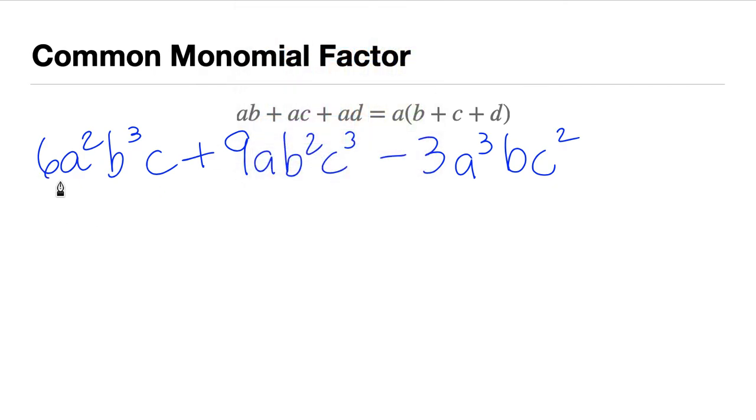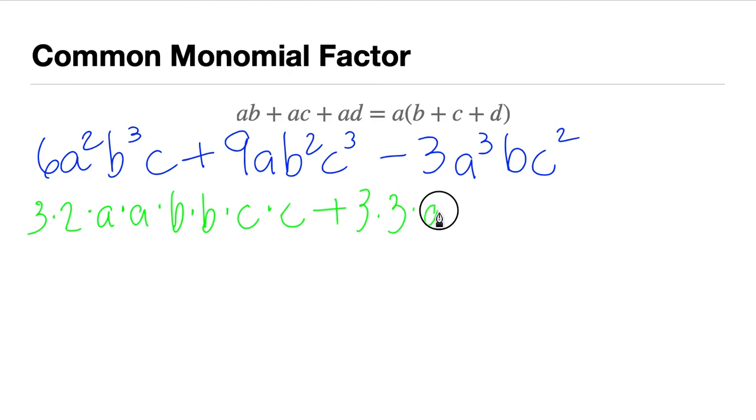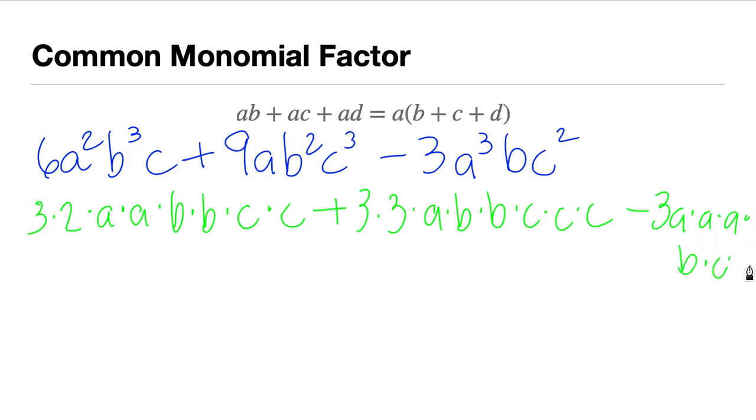So we can see here 6 can be written as 3 times 2, times a, times b cubed, b times b times b, times c. That's just for the first term, plus, so right here, 3 times 3 times a times b times b times c times c, minus 3a times a times a times b times c.